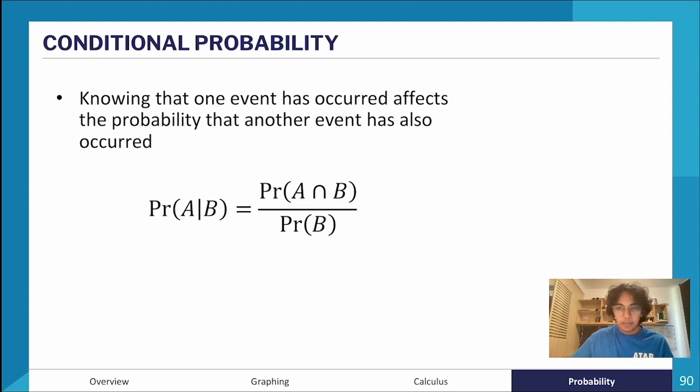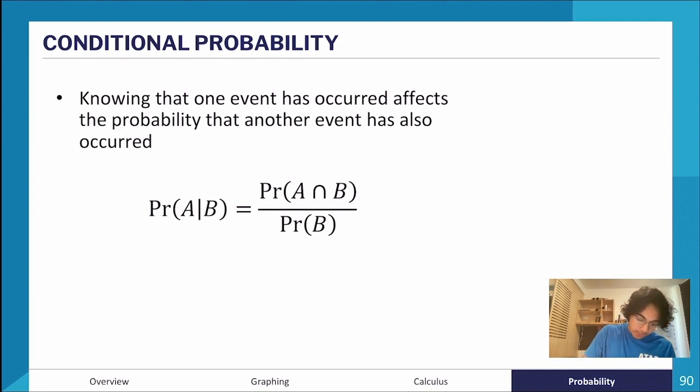Maybe the probability of someone's height, given that they have had their first growth spurt, right? The probability of someone's height being greater than 180 centimeters, given that they've had their second growth spurt, is like a conditional statement, right?